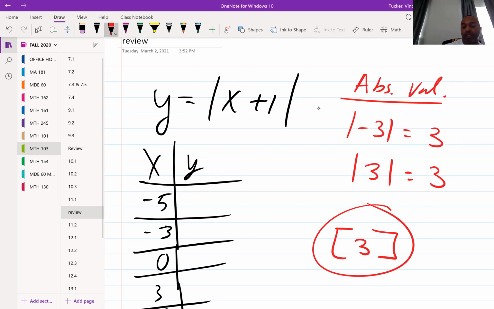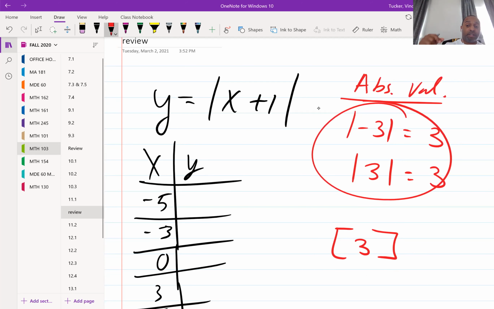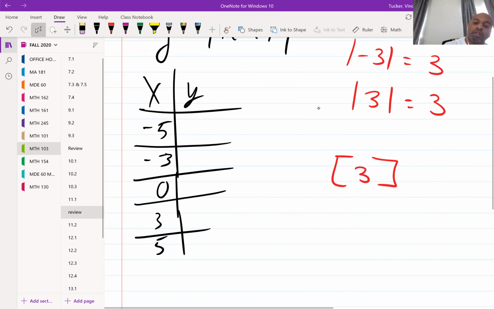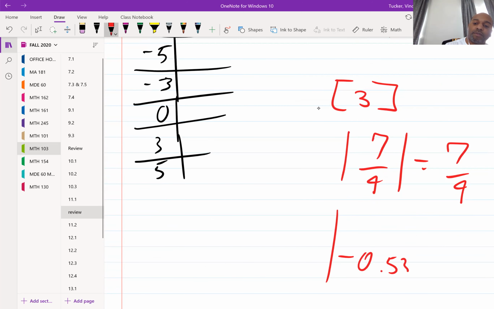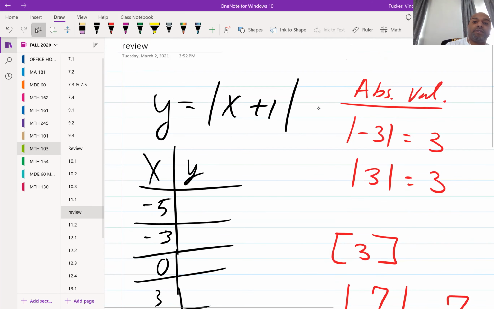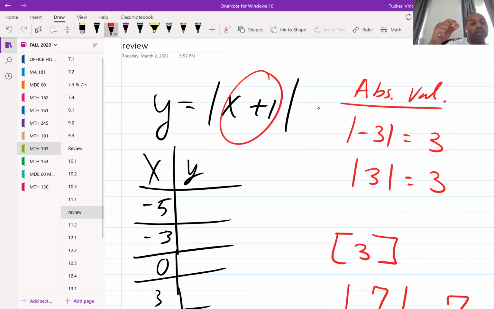These brackets are just grouping symbols. They carry no value or no application. But when you see these, that means that whatever's on the inside, once you apply it, you have to give the positive result. So if I have the absolute value of 7/4, it's going to be 7/4. Absolute value of -0.53 is going to be 0.53. So the absolute value always yields the positive result.